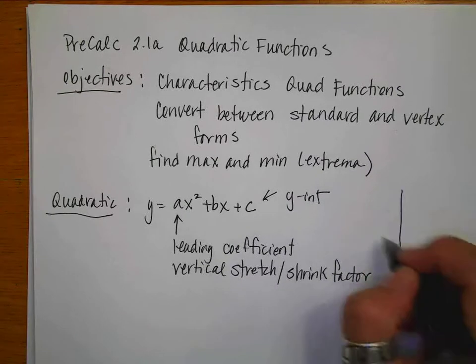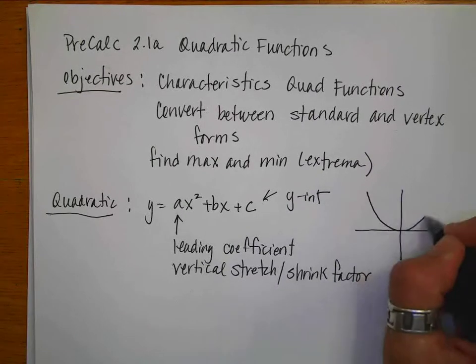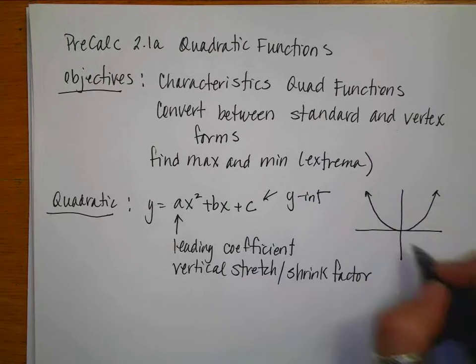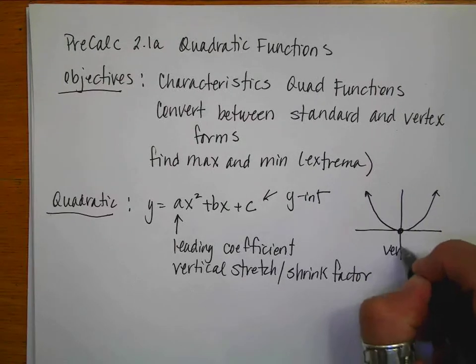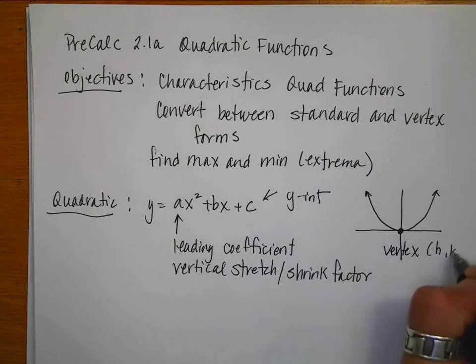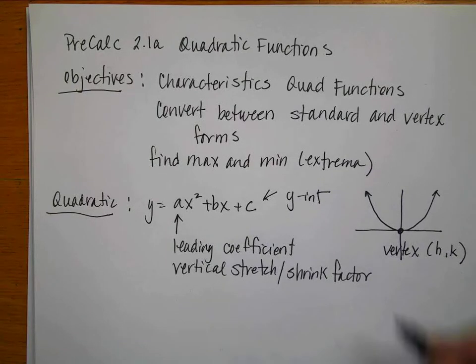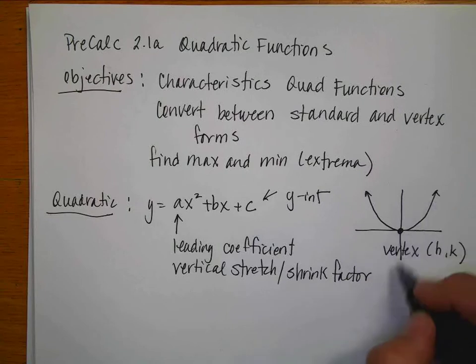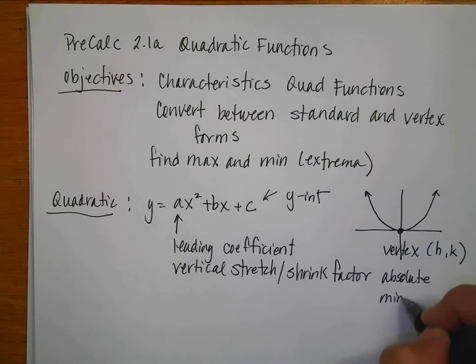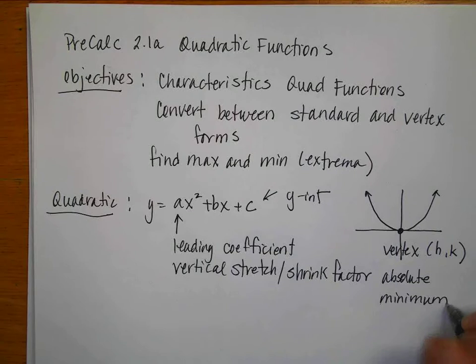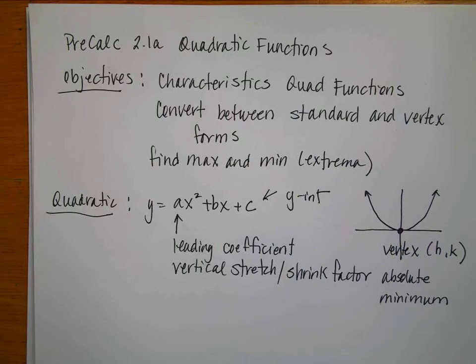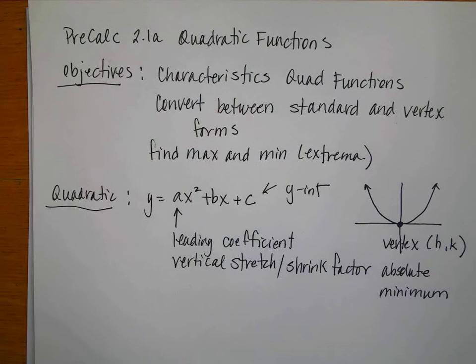All right, a quadratic in its original form would be located here. This is the vertex, and we're going to call it (h, k). If you look at this particular parabola, it is also the absolute minimum. And depending on the direction of the parabola, that determines whether the vertex is an absolute min or an absolute max.